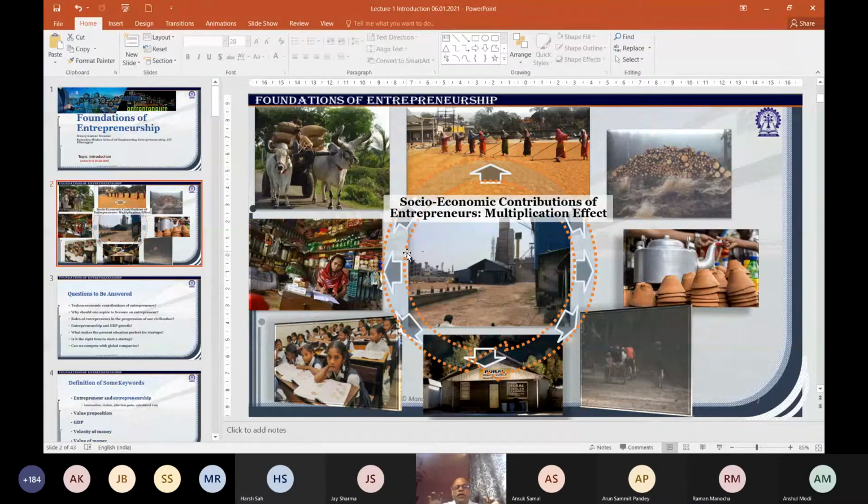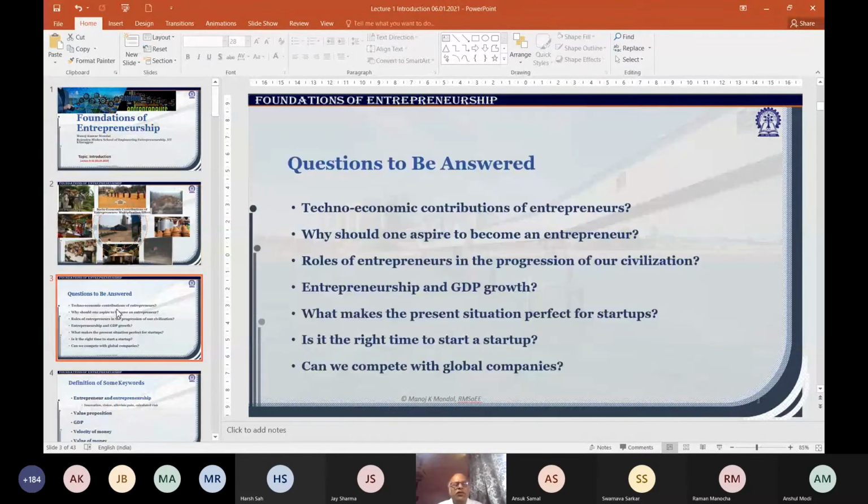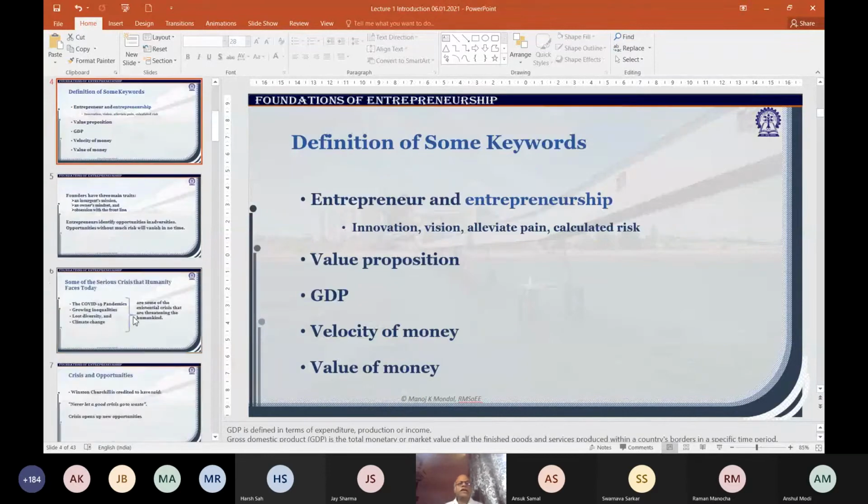So I'm just trying to give you a bigger picture of an enterprise that has been promoted with 25 lakh rupees only, and only 5 lakh rupees came from the entrepreneur. So you can extrapolate that and you can think of the things that are possible through entrepreneurship. Now let us move forward fast. Questions to be answered I have already shared with you. I don't want to waste time.